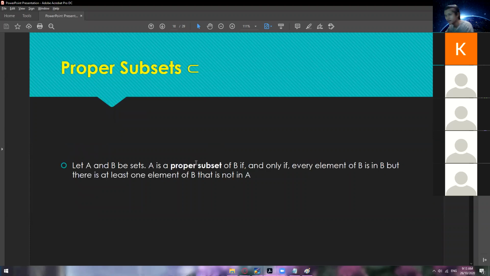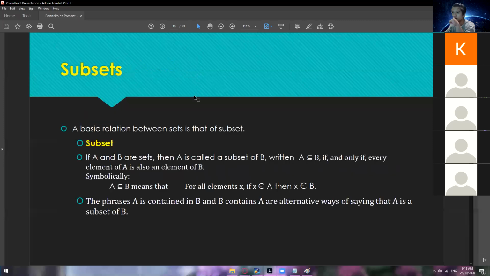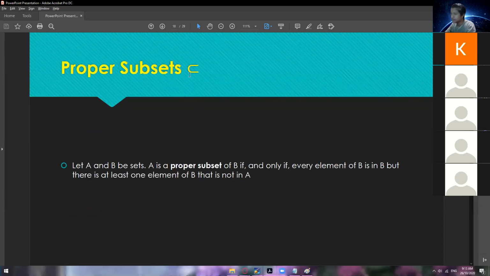Okay, so moving on, proper subset. Ito yung symbol ng proper subset natin. Kapag subset, merong underline sa baba. But for proper subset, wala siyang underline sa baba. So again, we have, let's say, A and B as a set. And then we could see that A is a proper subset of B if and only if every element of A is in B, but there is at least one element of B that is not in A.